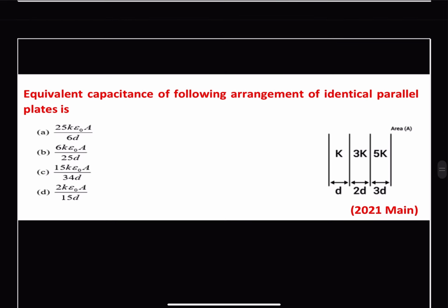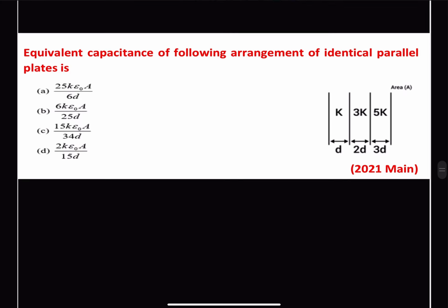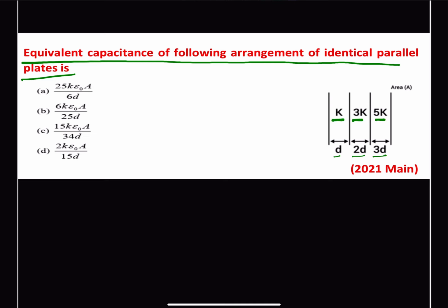We are given the equivalent capacitance of the following arrangement of identical parallel plates. The basic figure is given to us. We have parallel plates, the distance between them is D, 2D and 3D, and the dielectric constants are given as K, 3K and 5K. The area of the plates is the same, that is A.